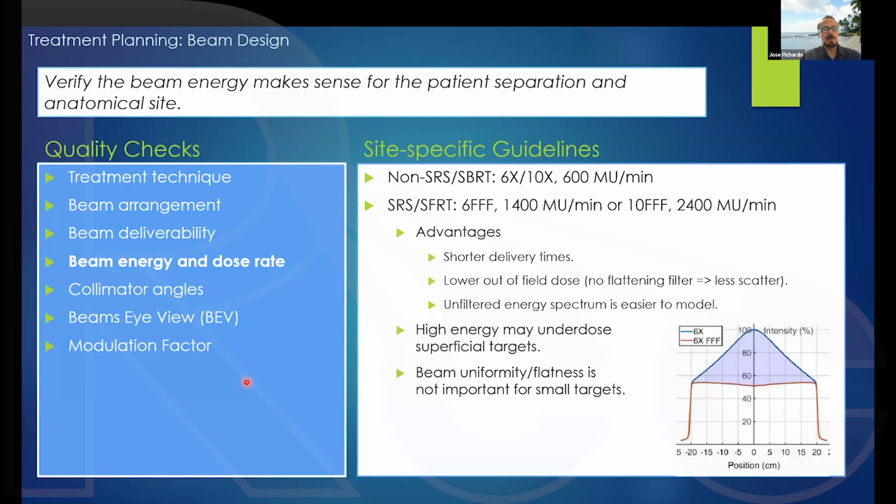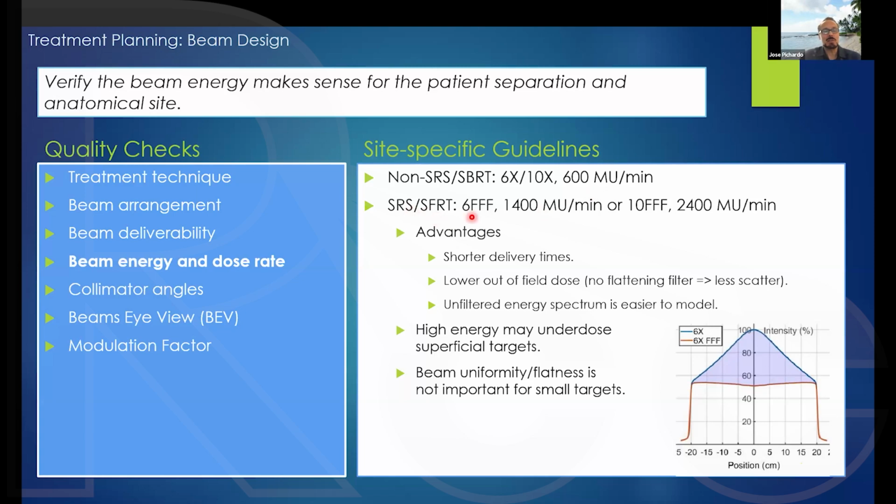All right, what about beam energy and dose rate? For cases that are non-SRS, oh, sorry, I didn't mean SBRT, I meant SFRT. For those cases, you can use 6X, 10X, and 600 MU per minute, right? You can also use high dose rate. It doesn't matter. Actually, it'll make the treatment shorter. That's the advantage. But again, I should probably say that after my next statement.